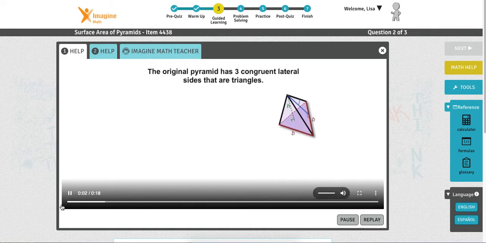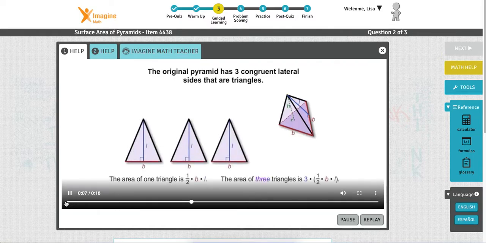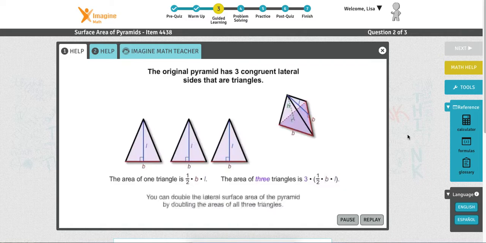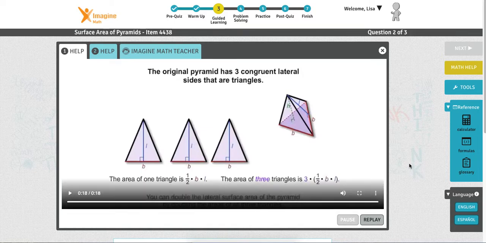The original pyramid has 3 congruent sides that are triangles. The area of one triangle is 1/2 times b times L. The area of 3 triangles is 3 times 1/2 times b times L. You can double the lateral surface area of the pyramid by doubling the areas of all 3 triangles. So if I'm doubling the area of all 3 triangles, I've got to figure out how to make the B bigger or the L bigger by doubling.